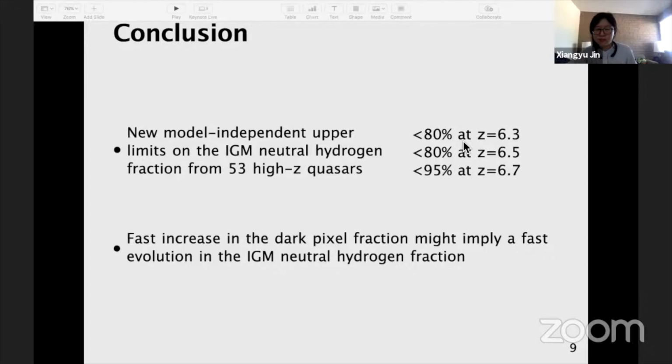All right, very nice talk, Xiangyu. The first question is, how can you constrain the mean neutral hydrogen fraction from the dark pixel fraction? Doesn't it require you to assume the density PDF?